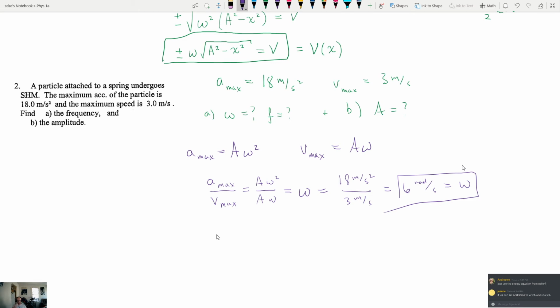So we get omega, and then we can use either equation, probably this one's the easiest, to find what A is. So this is part A. Part B.